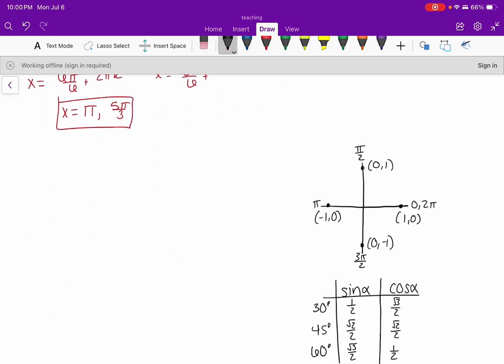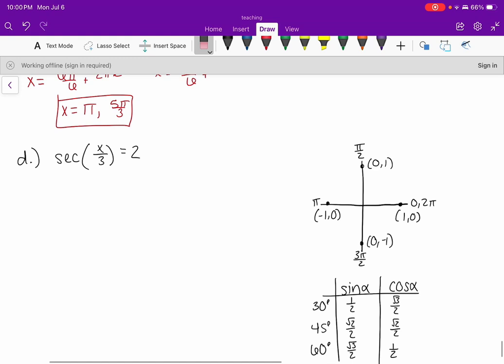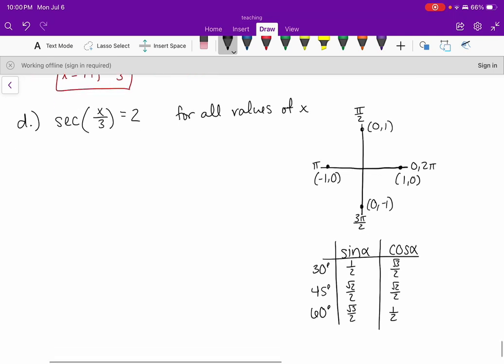So let's just do one more. I want to do one of the reciprocal ones. So secant, this one is x divided by 3 equals 2, let's do for all values for this one. All values of x.